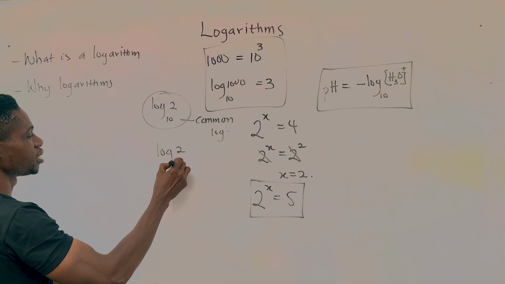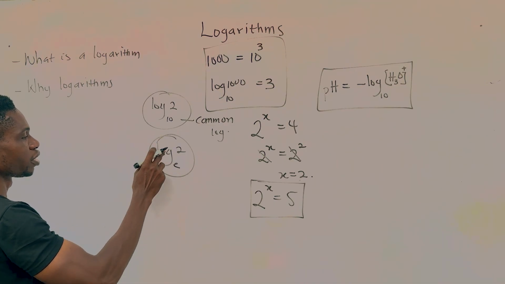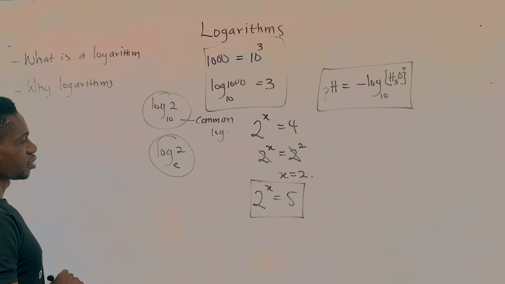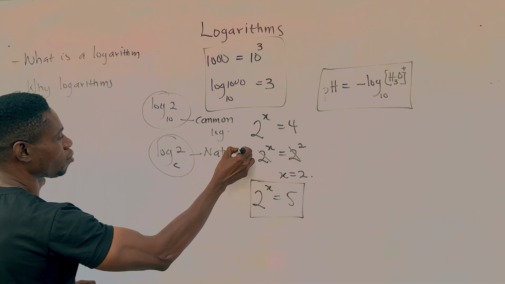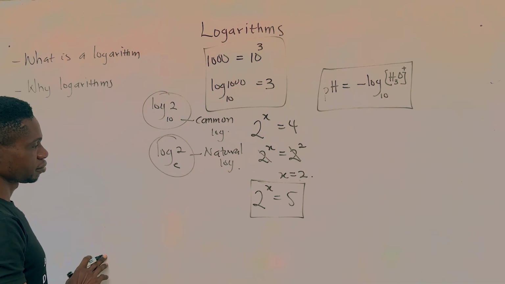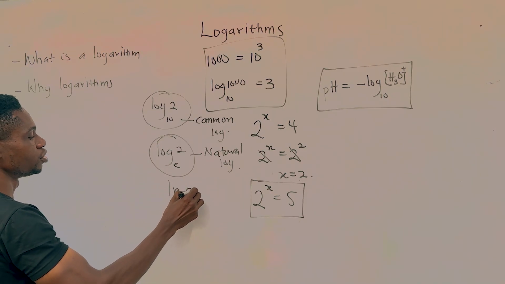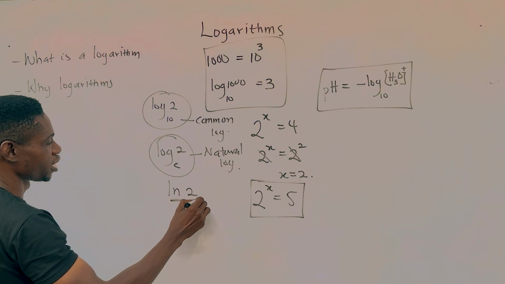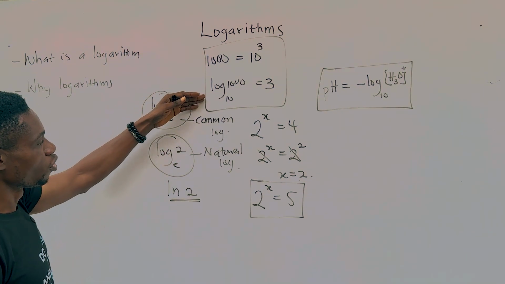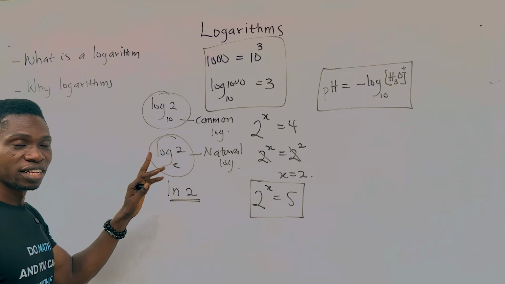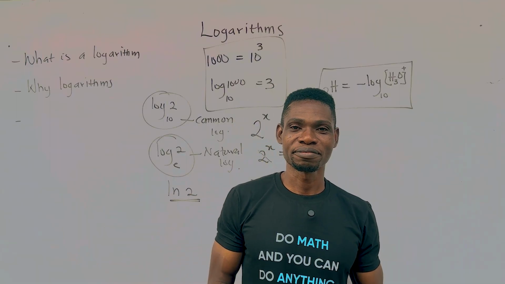Let's say log 2 base e. So now if the base of the log is e, that's called the natural log. And instead of writing it this way, most times you see it this way, ln 2. So if you see ln 2, that's log 2 base e. So types of log, we have common log and natural logarithm. Take note of that.